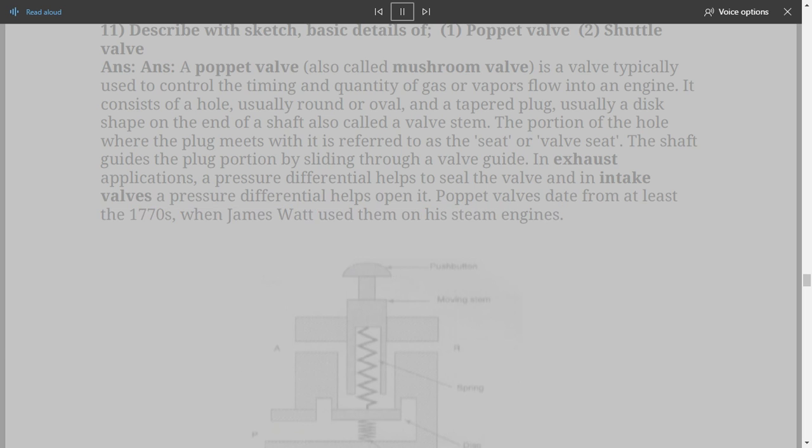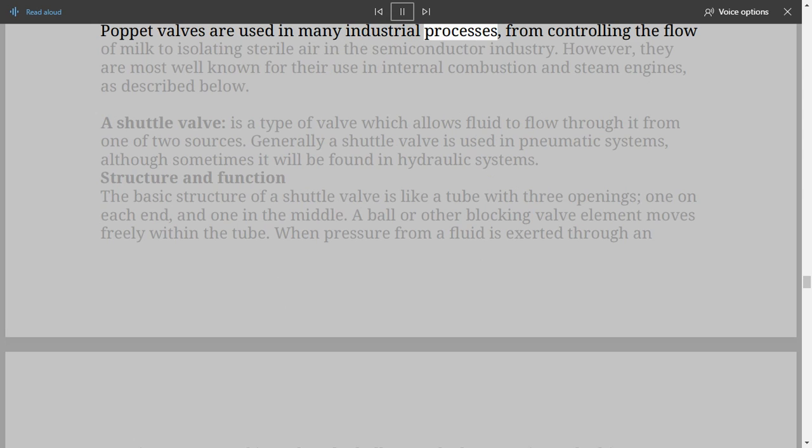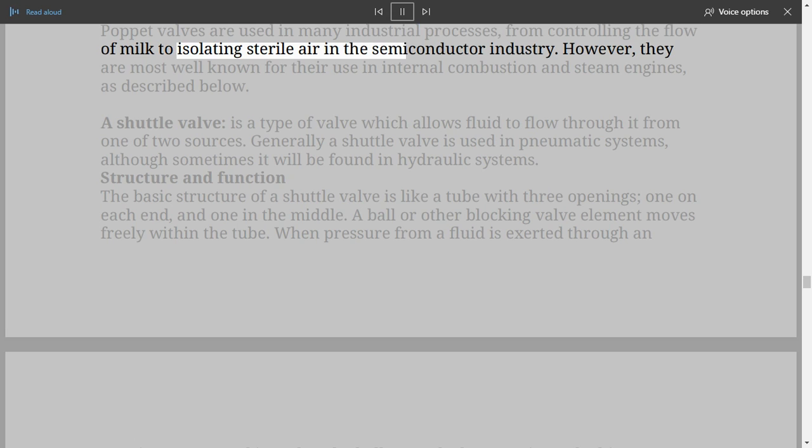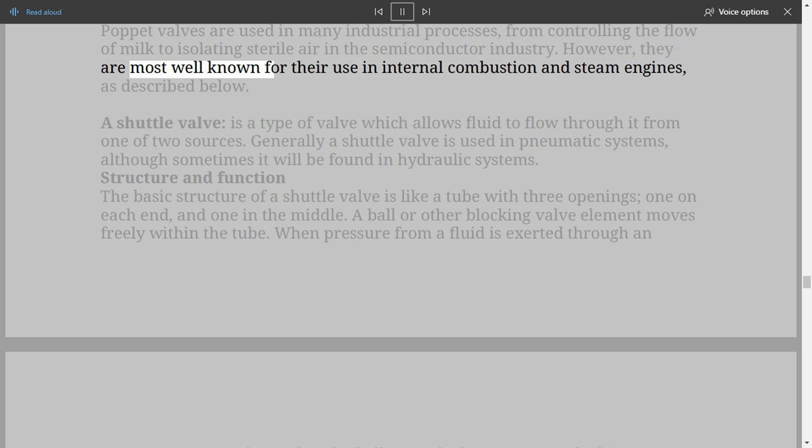Poppet valves are used in many industrial processes, from controlling the flow of milk to isolating sterile air in the semiconductor industry. However, they are most well known for their use in internal combustion and steam engines, as described below.